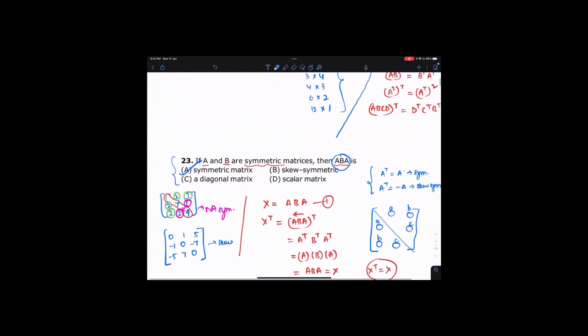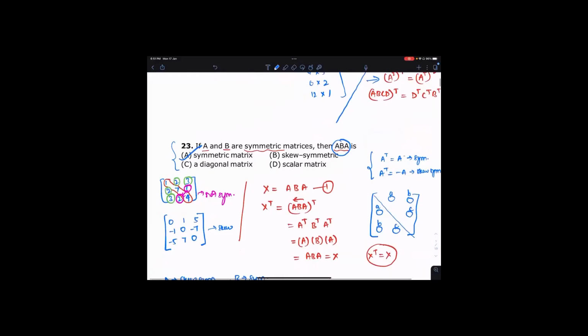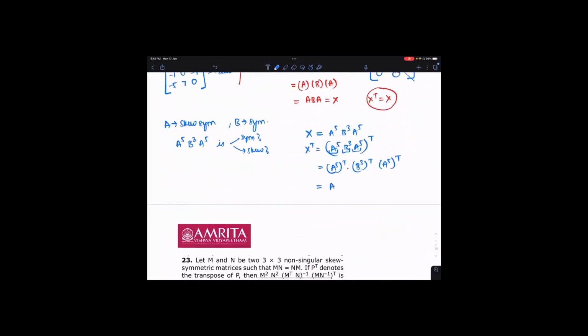Now, this rule, A square whole transpose is there. You can take the transpose inside the power, like A transpose whole power 5. This will be B transpose whole cube. A transpose whole power 5.